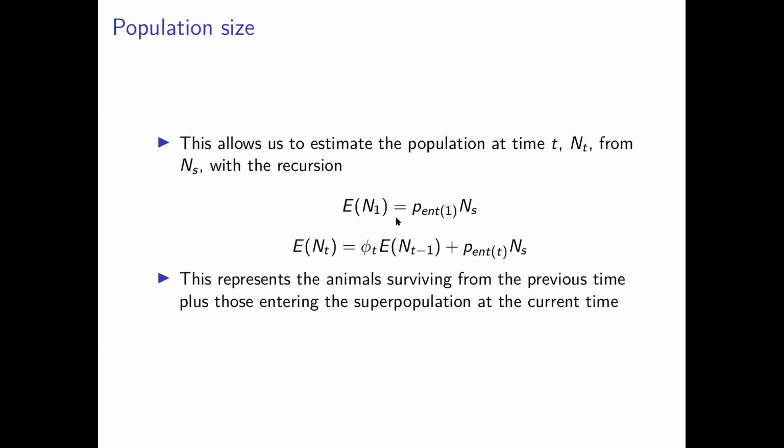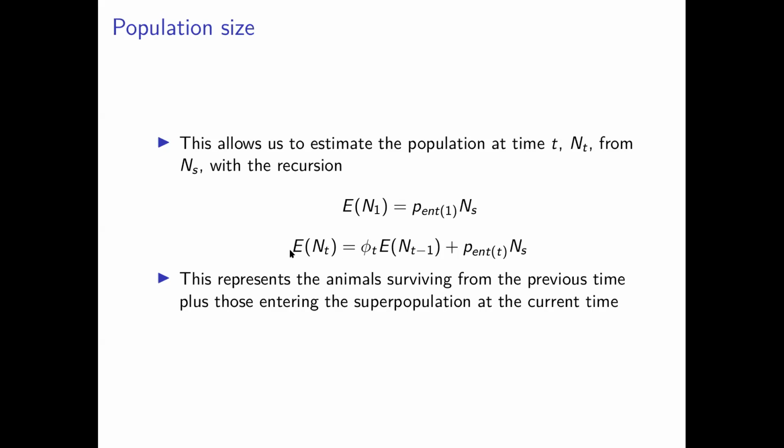And we're assuming that the whole population is exposed to capture when we do our surveys. So we expect that we see the whole population at time t equals 1 on the first survey.